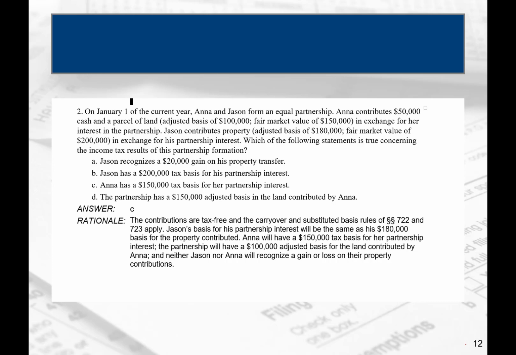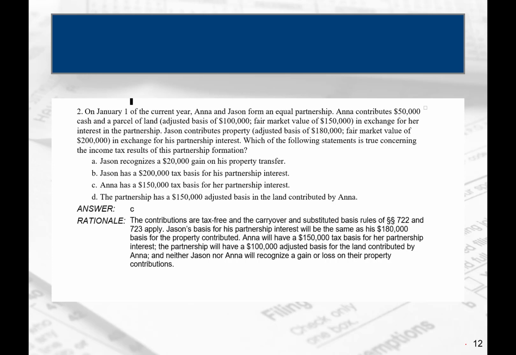Number two, on January 1st of the current year, Anna and Jason form an equal partnership. Anna contributes $50,000 cash and a parcel of land, adjusted basis of $100,000, fair value $150,000. Now, I wish they wouldn't have made the fair value $150 because this makes this a poorly written question. They should have made the fair value $140 because the answer is going to be what for Anna? $150, isn't it? It's the cash plus her basis in the property that she gave, but you could get that confused with the $150 fair value for the property. And so that's not a best teaching moment here for this particular question.